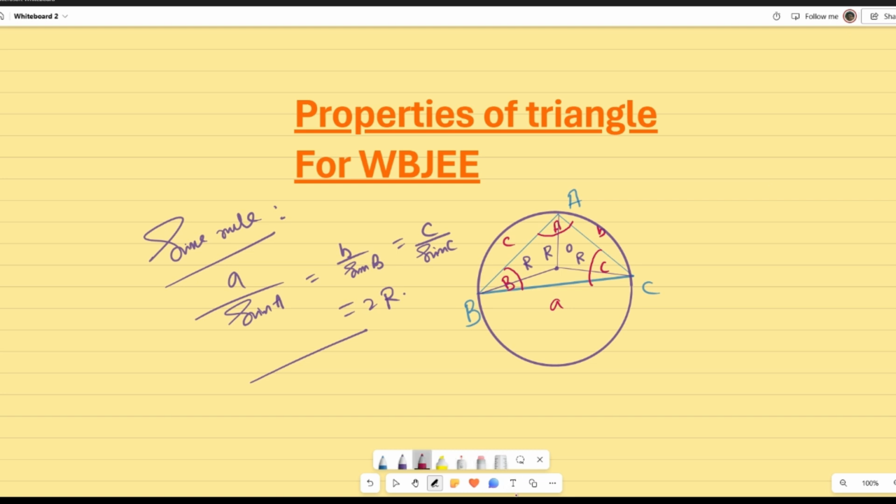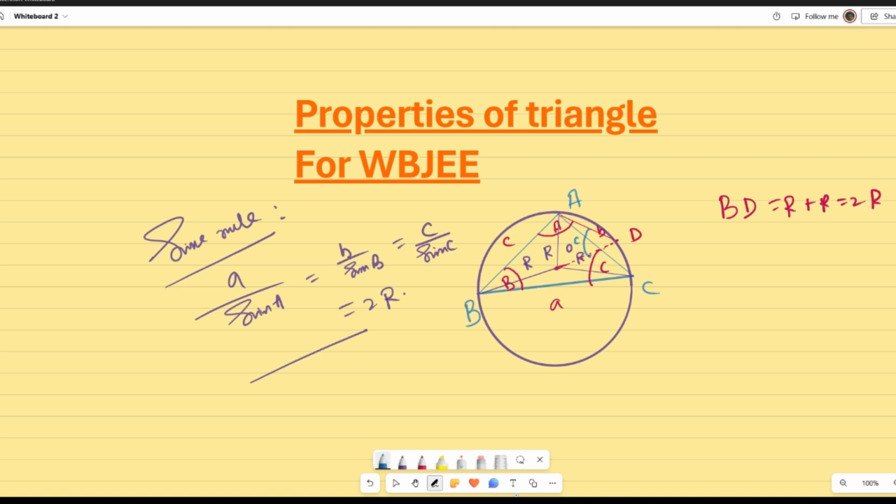The proof is very simple. I can just remind you in one case only. Just take this diameter BD. The length of this diameter BD will be equal to R plus R, that is 2R. And if this angle is equal to C, then it is quite obvious that this one is also C. Angles in the same segment will have the same value.